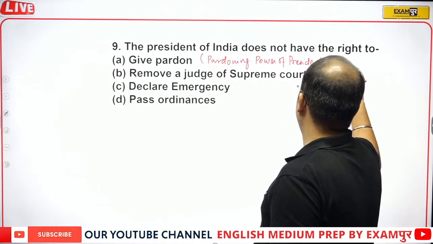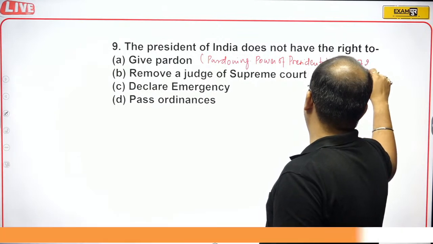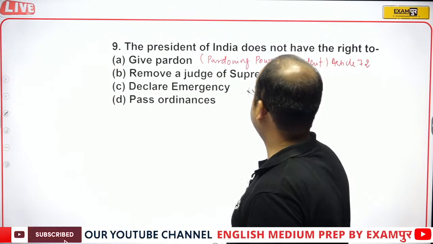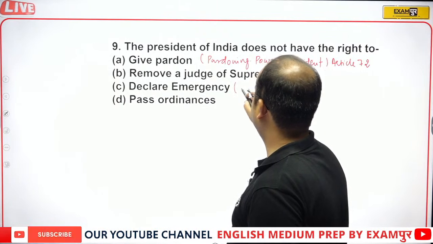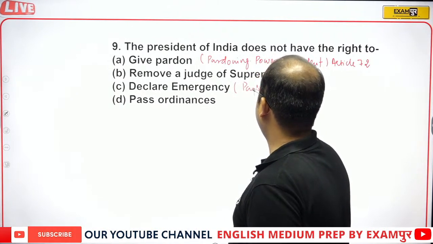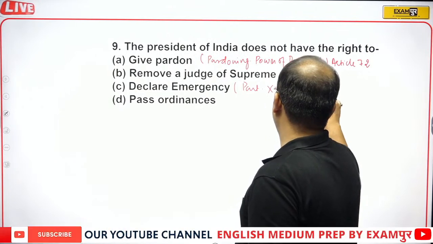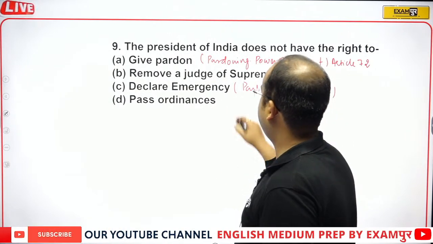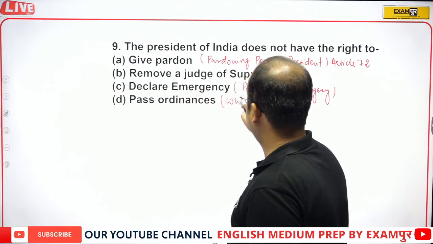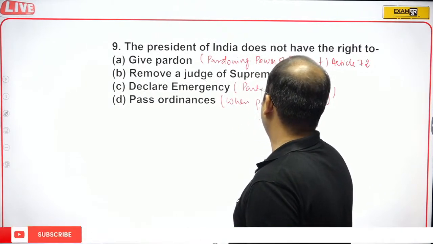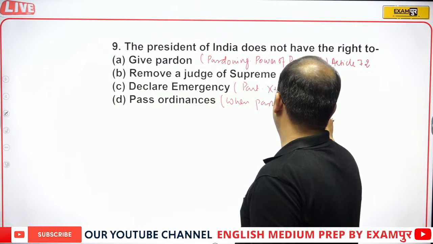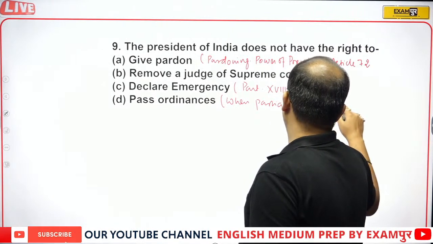The pardoning power of the President is in Article 72. Then declare emergency, that is Part 18, emergency. Then pass ordinance, when Parliament is not in session.